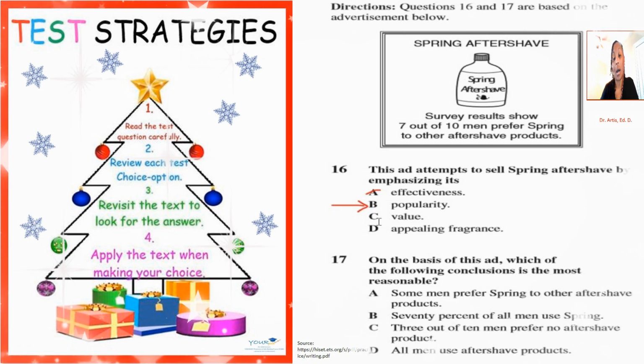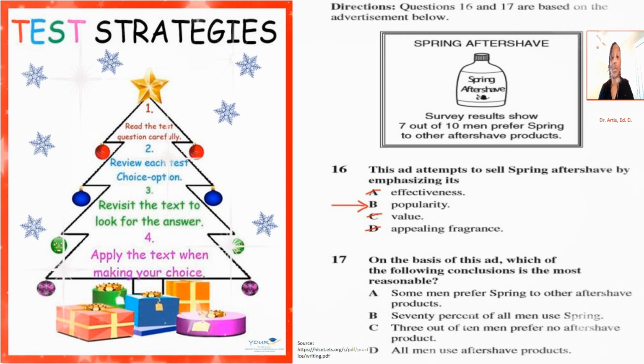Now when we look at options C and D, we can eliminate these two options, because C talks about the value of the product and D talks about the appealing fragrance. Neither of these components was being surveyed in the survey that was conducted. We were looking at these men's preference, their choice or their favor of Spring aftershave in comparison to the other aftershave products that were being used. So we can eliminate options C and D as well.